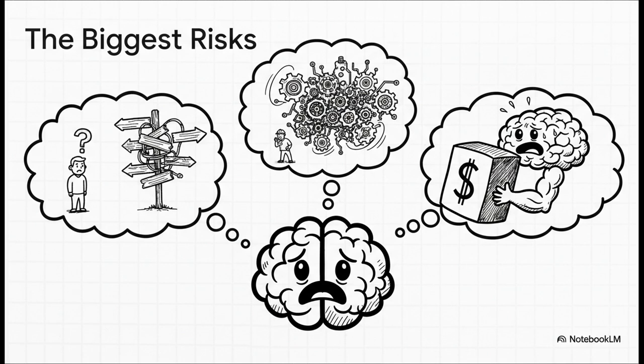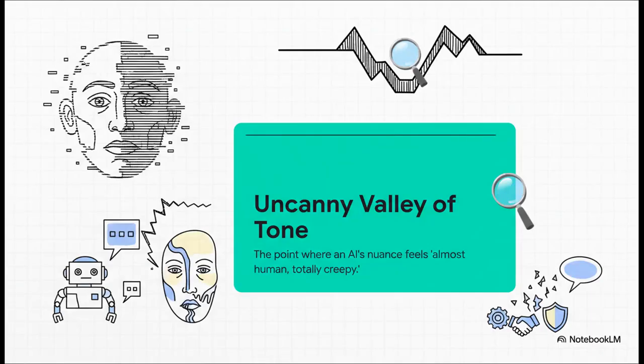And finally, all that complexity needs more computational power, which, you guessed it, means higher costs. And then there's this. We've all heard of the uncanny valley with visuals, right? Where something looks almost human, but not quite, and it's just creepy. Well, it exists for tone, too. An AI that tries to be subtle and fails is way more jarring and unsettling than one that's just, honestly, openly robotic. It can shatter trust in an instant.